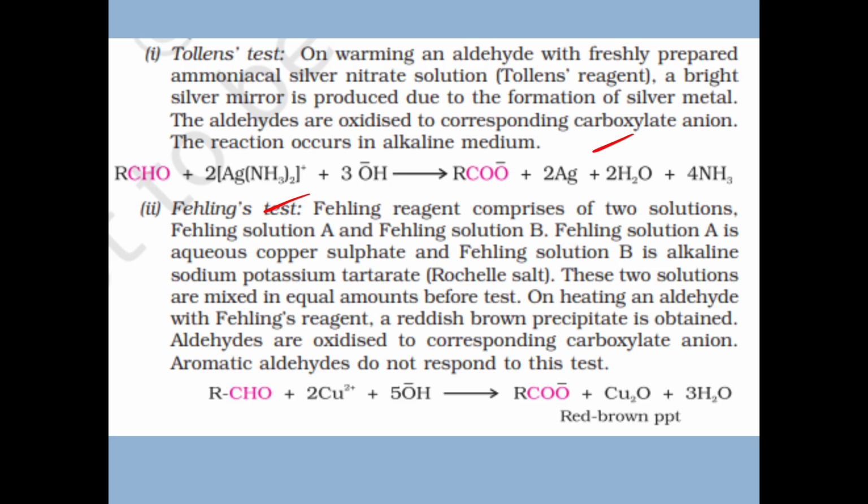Fehling's test comprises two solutions, Fehling A and Fehling B. Fehling A contains copper sulfate, and Fehling B contains alkaline sodium potassium tartrate. These two solutions are mixed in equal amounts, and on heating an aldehyde with the Fehling reagent, a reddish brown precipitate is obtained, which suggests that this is an aldehyde.